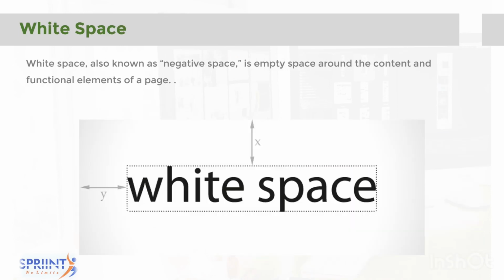And lastly, we have white space. I think this is what people don't pay attention to, but it's very, very important in your design. So what is white space, also known as negative space? It is the empty space around the contents and functional elements of a page. If you decide to go into web development, you'll see that there are elements like padding and margin. These help you give a specific distance from the boundaries, because you cannot just start writing from the boundaries.